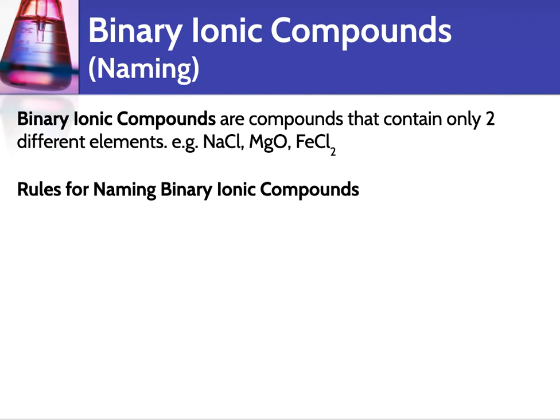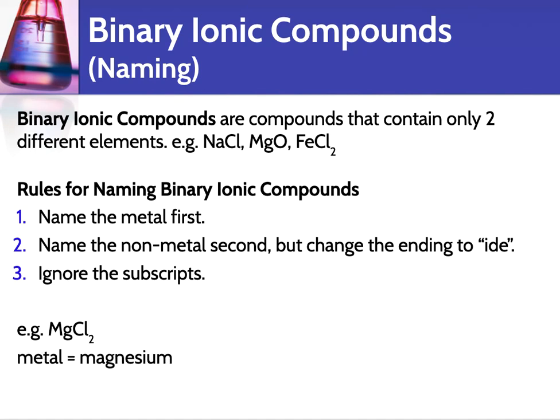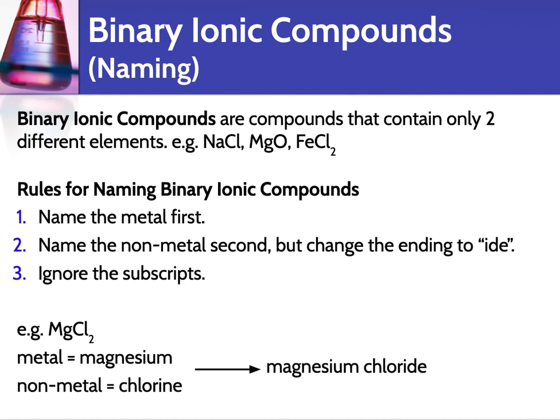So how do we name a binary ionic compound given the formula? The first thing you do is name the metal, just the way you find it on the periodic table. Then you're going to name the nonmetal, but you're going to change the ending to "ide," I-D-E. And you're going to ignore the subscripts. So those little numbers, you're just going to ignore them. Here's an example, MgCl2. Mg is magnesium, the metal, and then Cl, the nonmetal, is chlorine. So we're going to put that together: magnesium chloride.